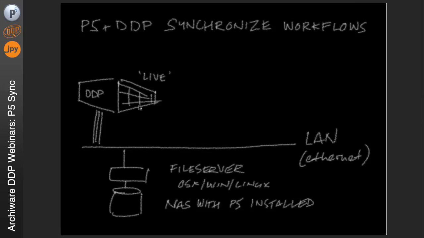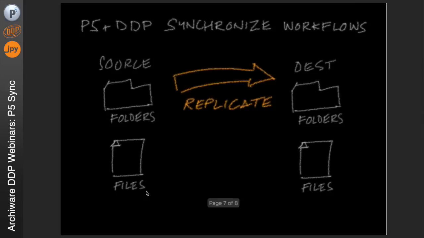Another example would be, rather than replicating to a DDP, you've got some kind of file server. Down here we're showing that we could be running on OS 10, Windows, Linux, FreeBSD as well, which should be on that list. Or maybe you've got a NAS box where you've got P5 installed. Whatever storage you've got available on the network, we can also replicate there from the DDP. So there's lots of different ways that you can do this.